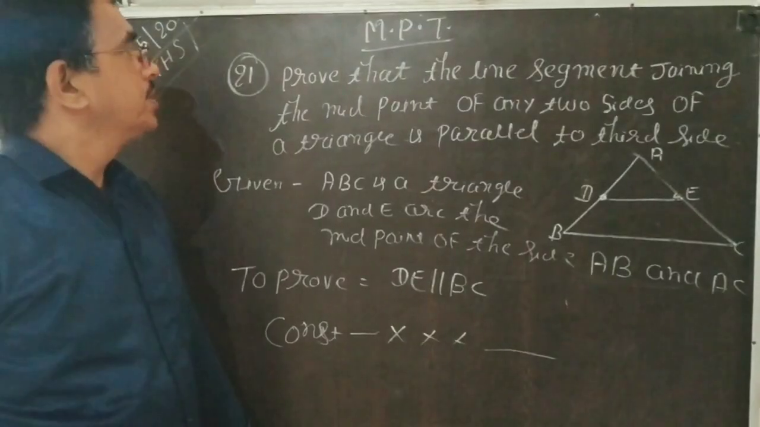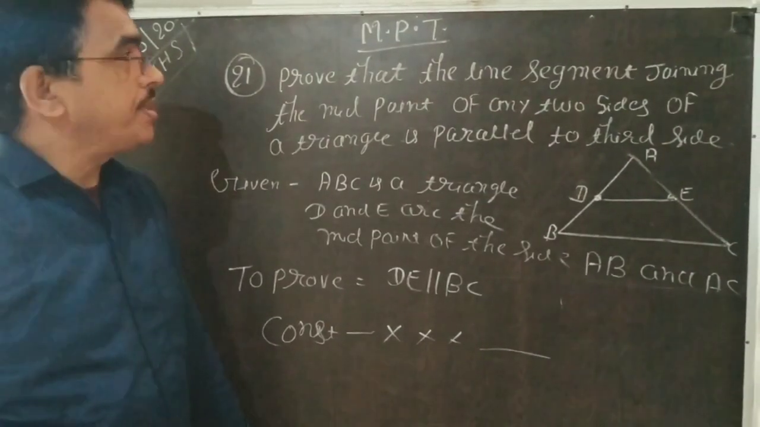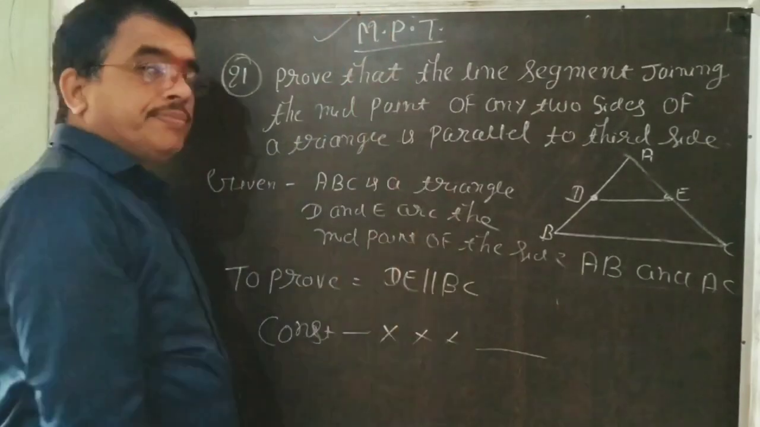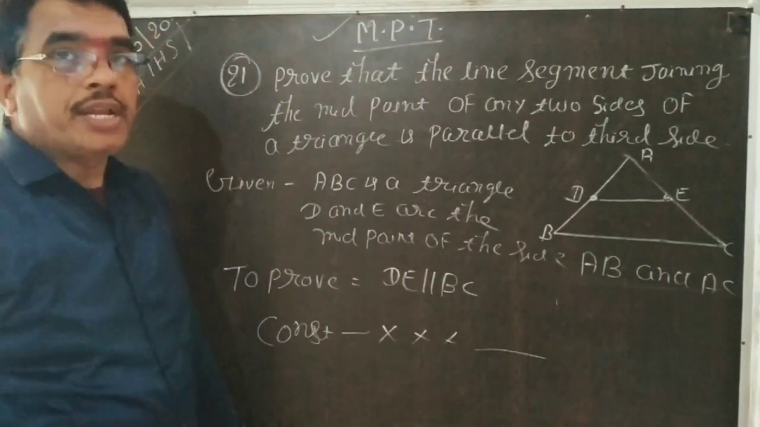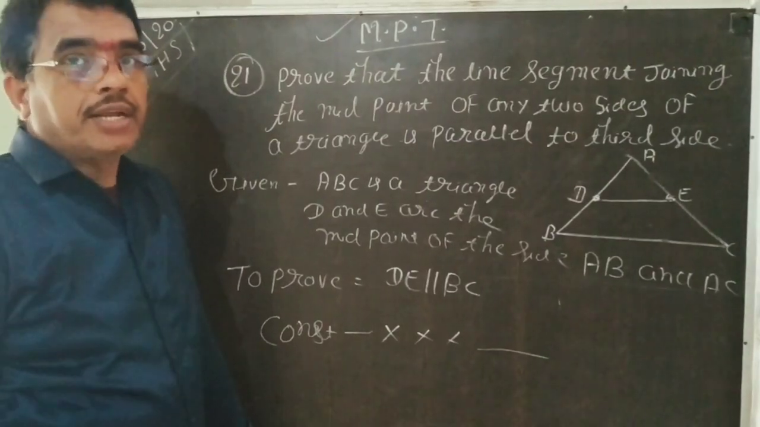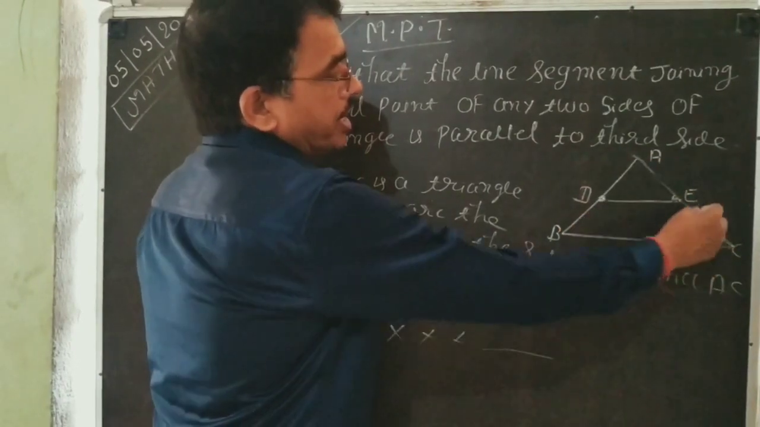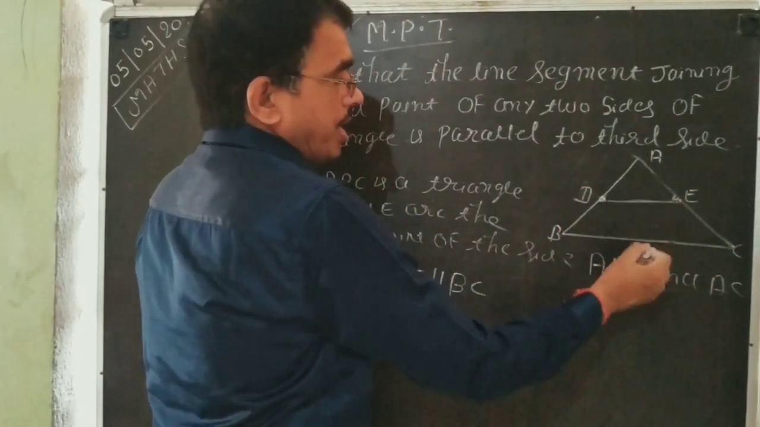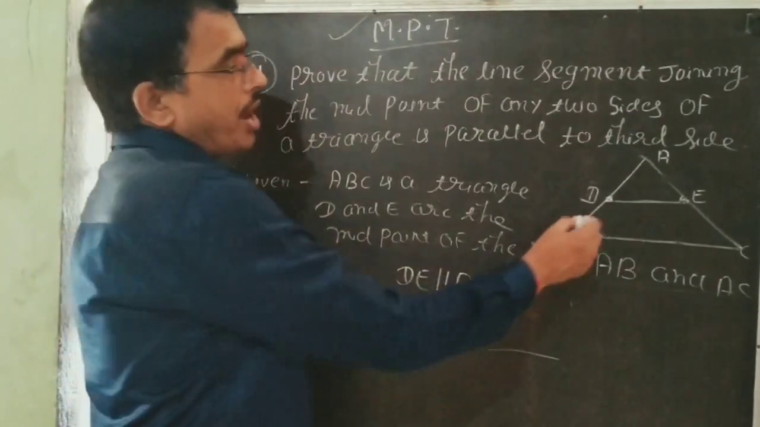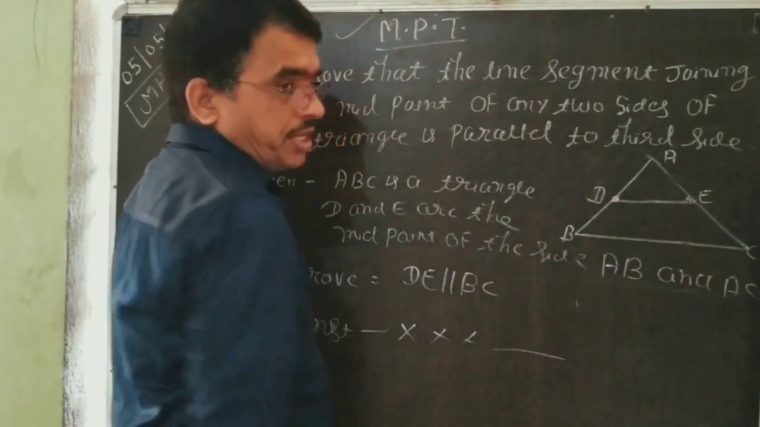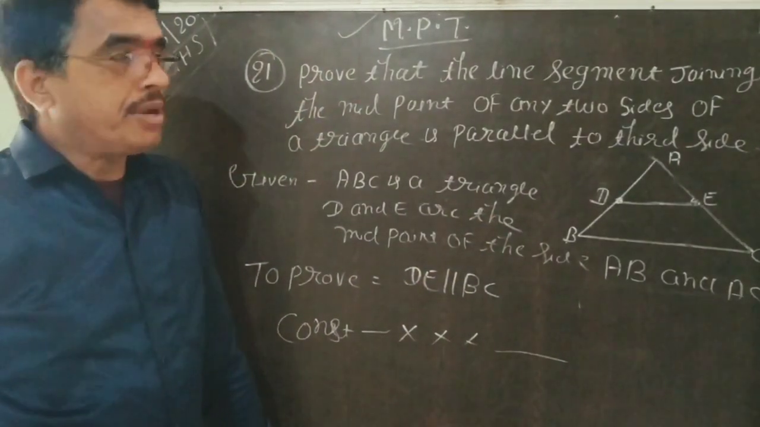Now student, question number 21, examples of exercise 7A. This is the MPT, that is the midpoint theorem. The midpoint theorem of class 10 is slightly different from class 9. In class 9, if the midpoints of the sides of a triangle are given, then DE is parallel to BC and DE is equal to half BC. But in class 10, you only have to prove this line is parallel to DC. So there is a slight difference between class 9 and class 10 of the midpoint theorem.